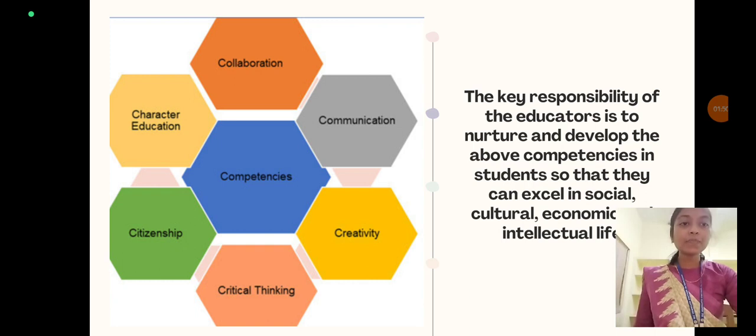The next is there are some in order to develop the competencies of the students. There are some important characteristics like collaboration, communication, creativity, critical thinking, citizenship, and character education.